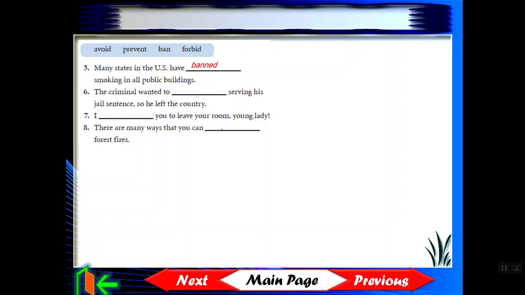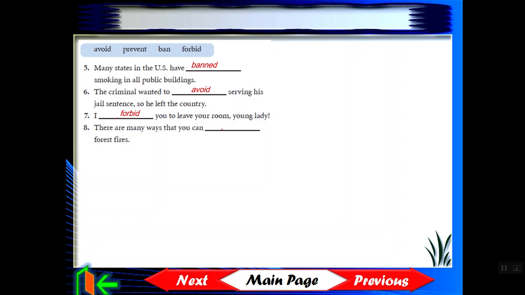Okay, the second one, the criminal wanted to avoid serving his jail sentence. يتجنب يقضي محكوميته في السجن. So he left the country, غادر البلاد. Number 7, it is about forbid. I forbid you, يعني not allow you to leave your room, young lady. So he doesn't allow, لا يسمح, forbid, يمنع.